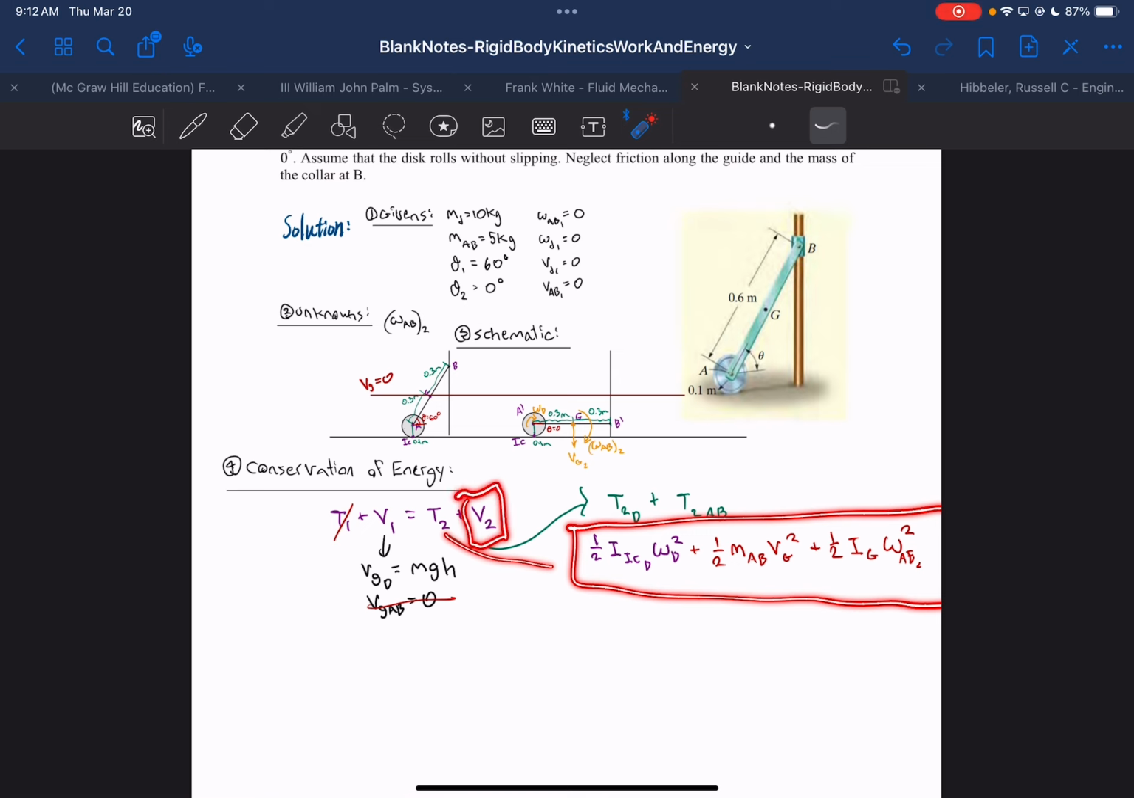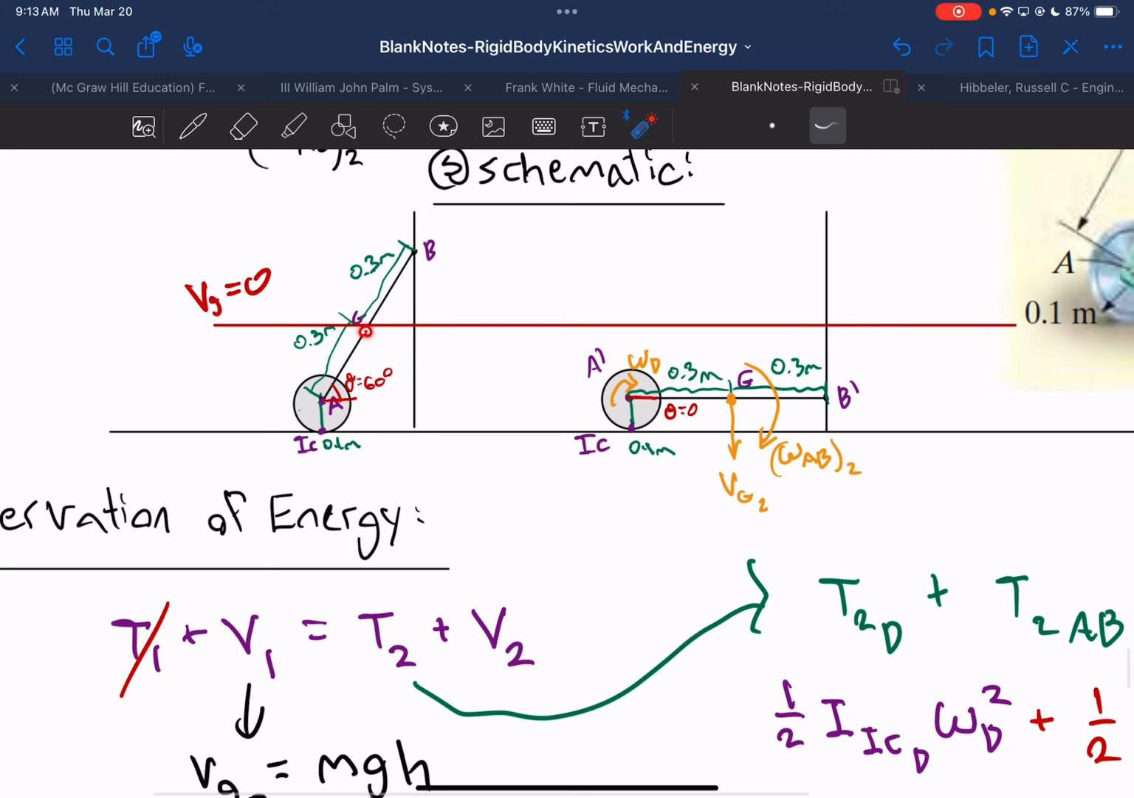How about the potential energy in state 2? Well, the potential energy in state 2 is simply going to be the change in height of our rod, right? It's going to be mg, the displacement of our point G. How can we find this displacement of point G? How can we find this distance right here? Yes?